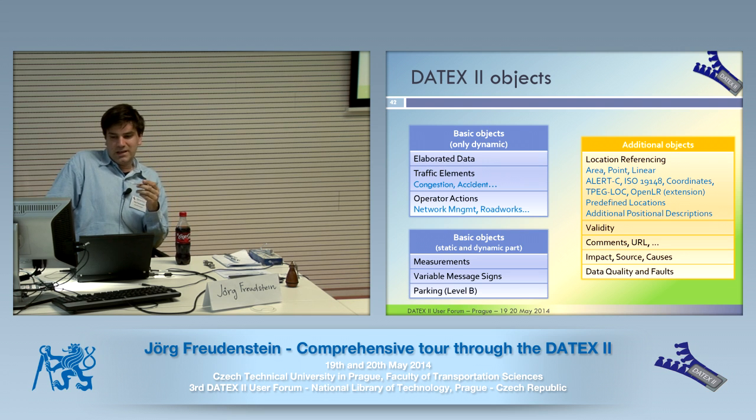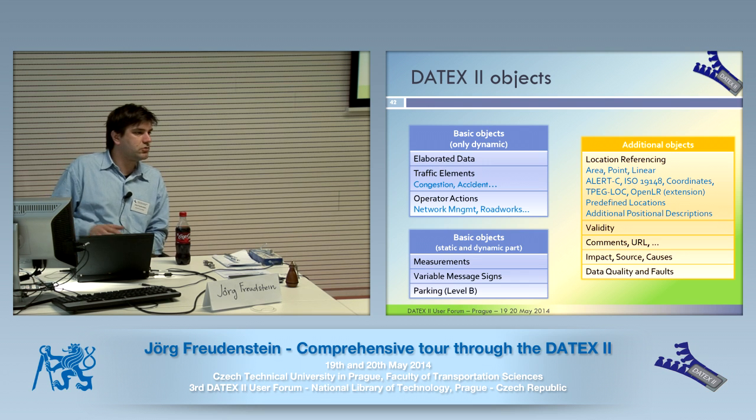Then we have got things which have a static and a dynamic part. That means they are separated into two messages, like parking. Okay, parking is written here too. But for these three things, you can have a static message, which might be sent once a year or something.